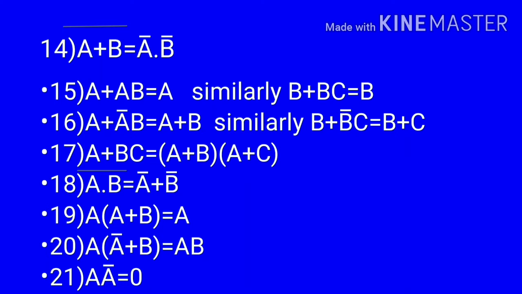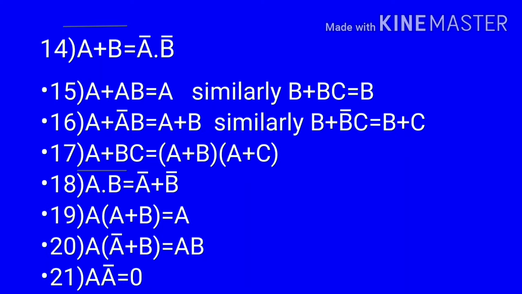15th, A plus AB equal to A. Similarly, B plus BC equal to B. 16th, A plus A bar B equal to A plus B. Similarly, B plus B bar C equal to B plus C. 17th, A plus BC equal to (A plus B) into (A plus C). 18th, negation of AB equal to A bar plus B bar.